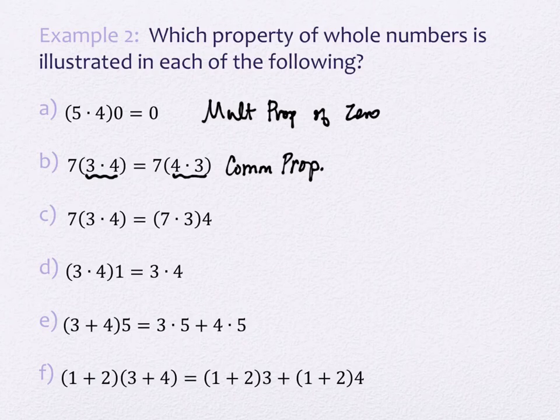How about C? That one is associative, right? The parentheses actually shifted. They were around 3 times 4 on the left. They're around 7 times 3 on the right. So this is the associative property. Be careful on abbreviation with that.